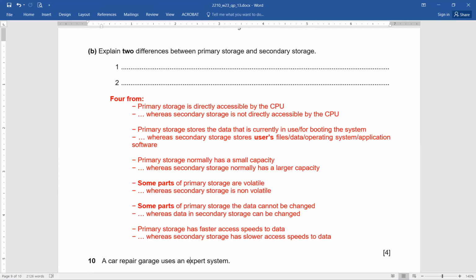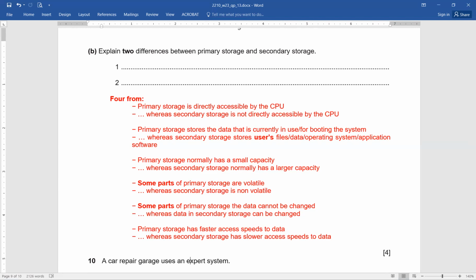That is why some parts of primary storage are volatile, whereas secondary storage is not volatile. The data is always there. That is why we use secondary storage. Secondary storage is permanent. The data there is not deleted on its own. It still remains even when we switch off the computer.